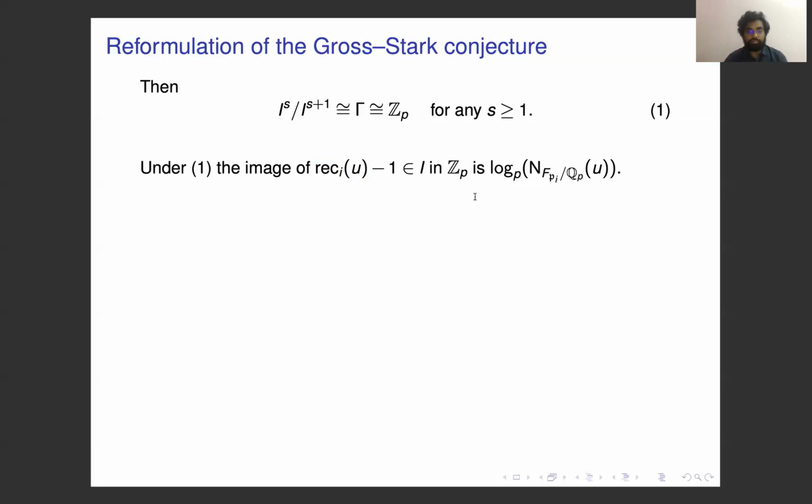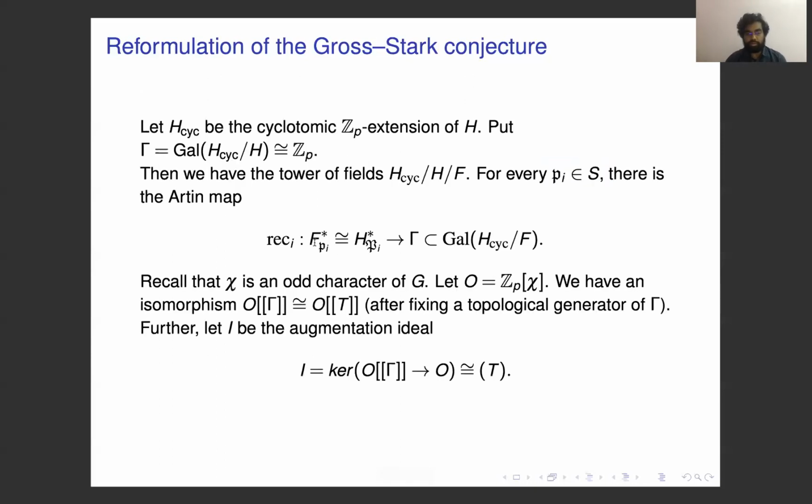Okay, and if I look at its image in I mod I squared, so S should be 1 for this statement. If I look at its image in I mod I squared, this is simply a p-adic log of norm of U. Okay, so this is the kind of thing that appeared in Gross's regulator. Okay, because how is the reciprocity map defined in this case?